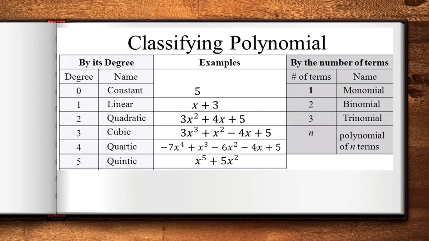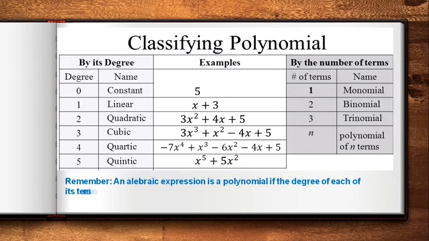We also learned a polynomial can be classified based on its terms. An algebraic expression with one term is called a monomial, with two terms is called a binomial, three terms trinomial. In general, with two or more terms we call the algebraic expression a polynomial. At last, there is one point to be remembered. An algebraic expression is a polynomial only if the degree of each of the terms is a non-negative integer.